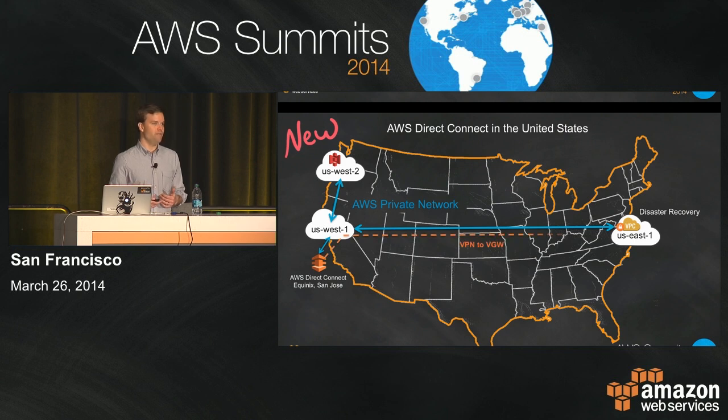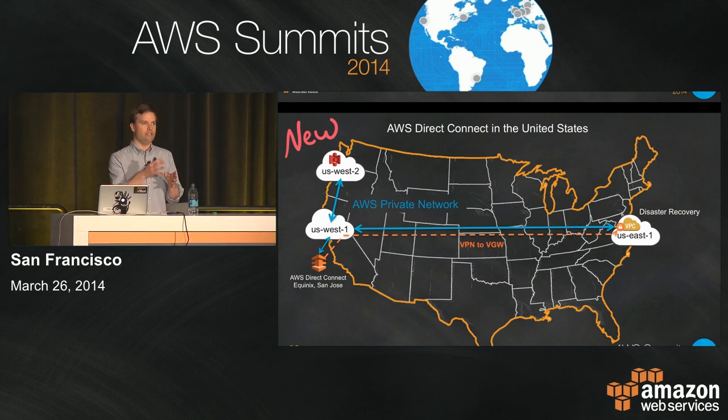Unfortunately, you're doing a VPN at that point, though. So you can't completely get away from VPNs yet. But it's entirely possible now within the US to have one Direct Connect in and reach all of your resources in the other regions.